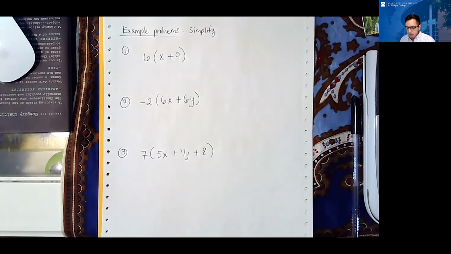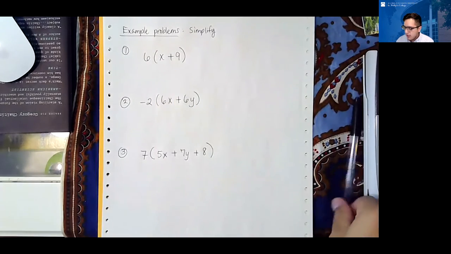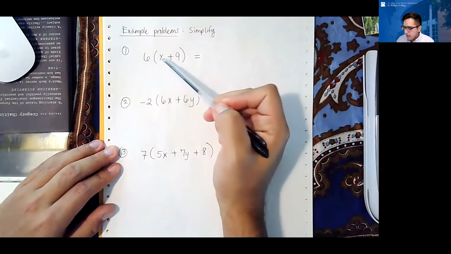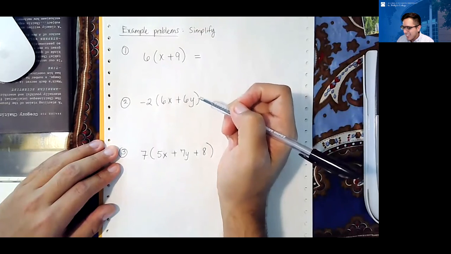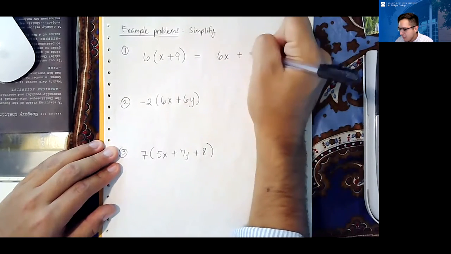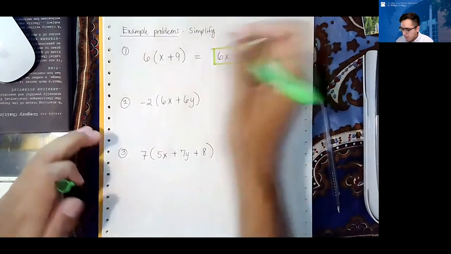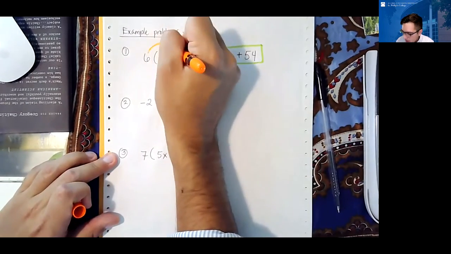Does anybody know, or has anybody simplified the first expression already? What did you say, sir? Yeah, 6x plus 54. Is everybody okay with that? Or does anybody have any questions or comments or concerns? We're simply multiplying the 6 by each of the terms in the parentheses.